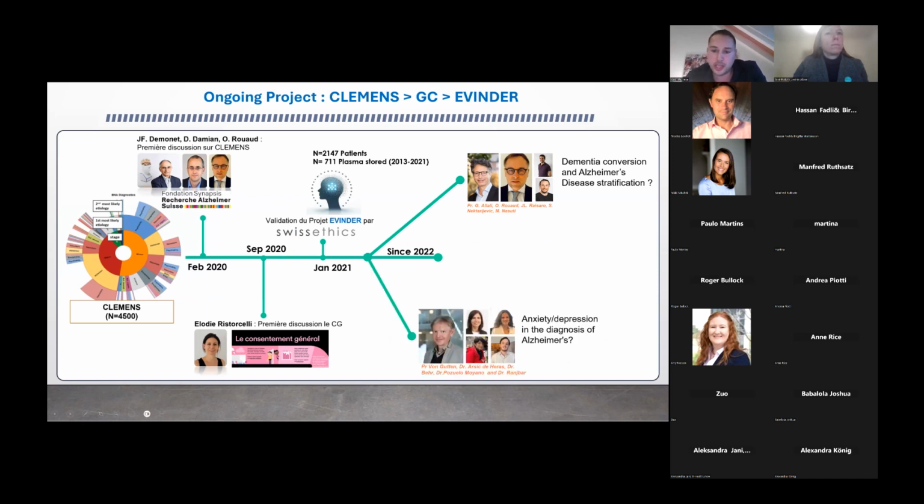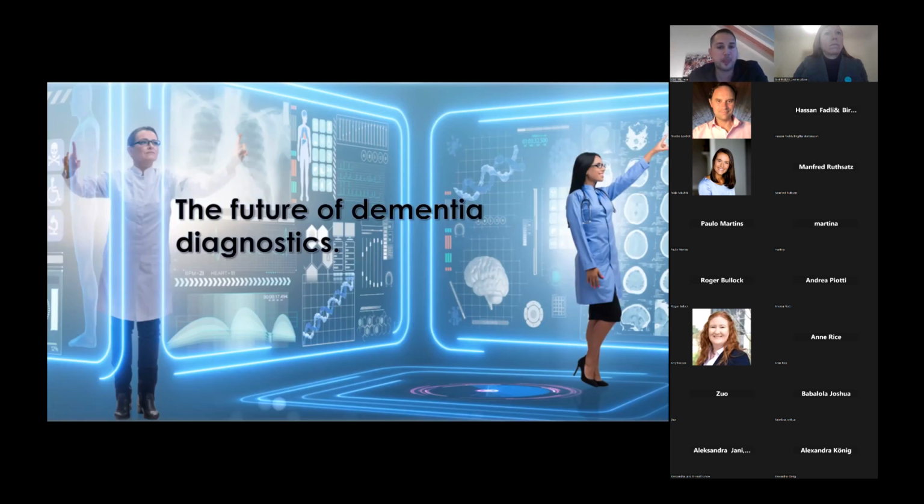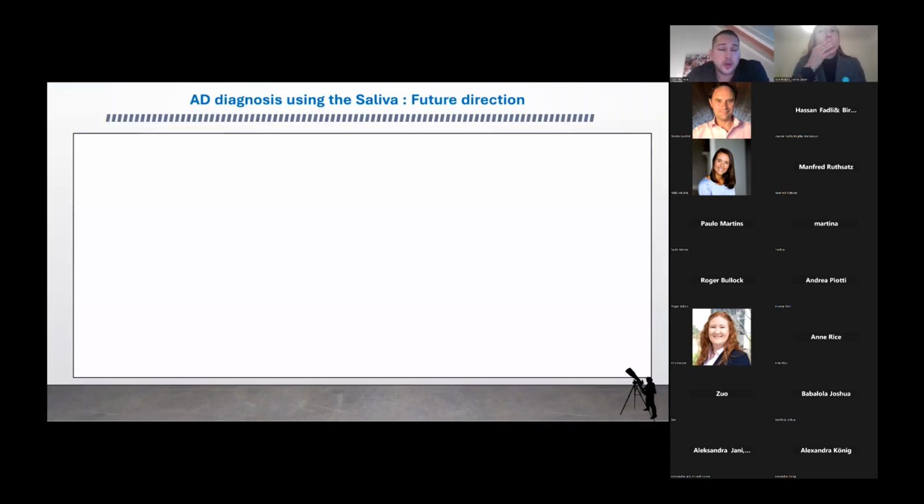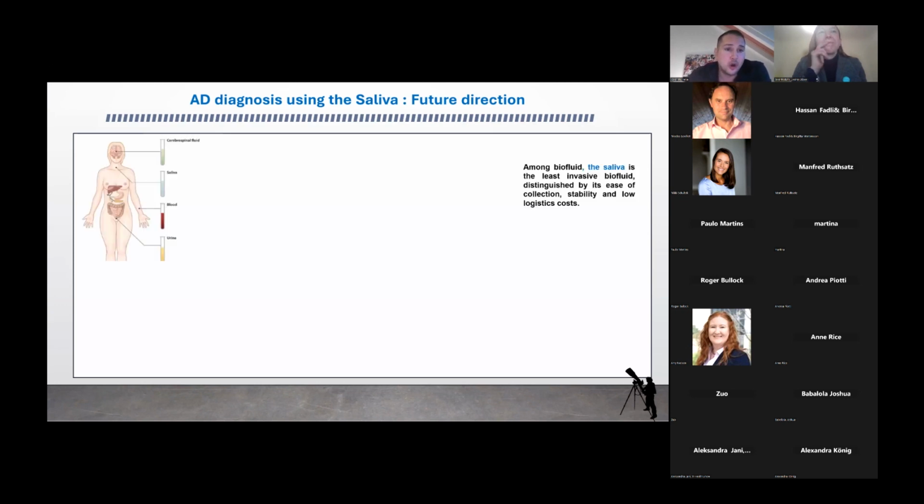But we also have different questions with Professor Van Gutten about the anxiety and the depression during this process of dementia. But what is the future? And just to finish, because we talk about innovation, what is the future of dementia diagnosis? To explain the future of diagnosis, I want to talk about saliva, because as you know, we have different biofluids in our body.